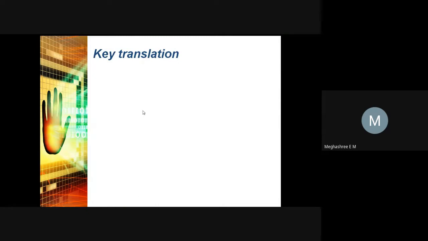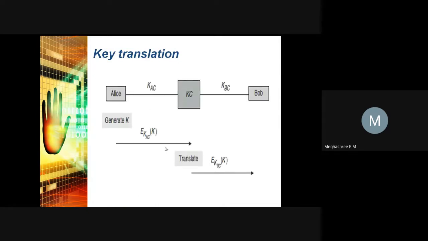The first one is key translation. Consider this diagram. It is self-explanatory actually. Here, Alice generates a data key K and encrypts it using KAC. KAC is a master key that is shared with the key center. So now it becomes EKAC of K, and she sends this to the key center.